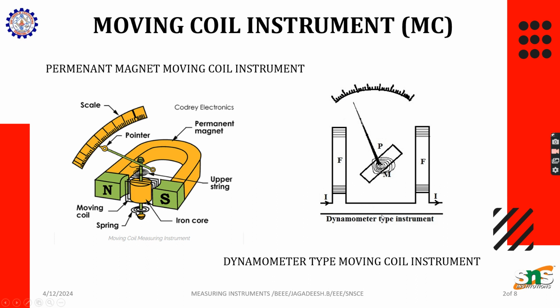This is how all the DC meters actually work. The fundamental principle of either an ammeter or a voltmeter is the concept of a moving coil with permanent magnets, and also sometimes electromagnets. The dynamometer type is with the electromagnet and not with the permanent magnet.